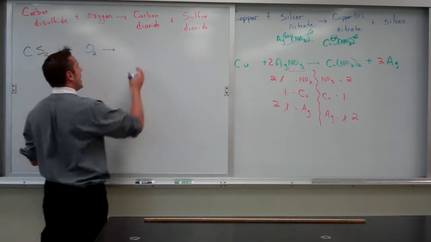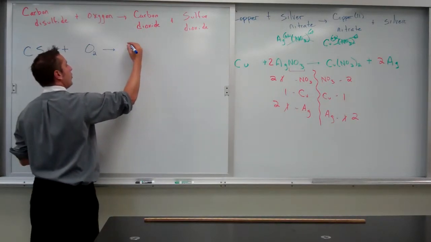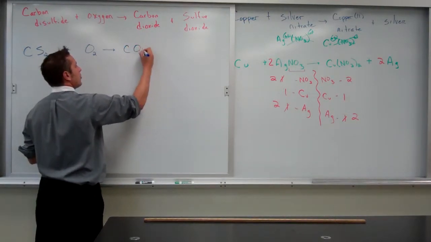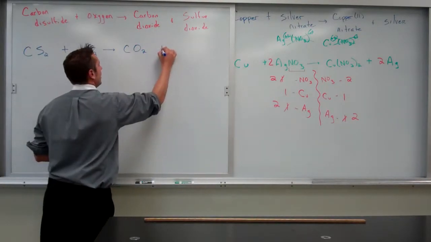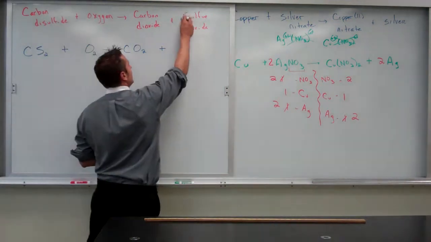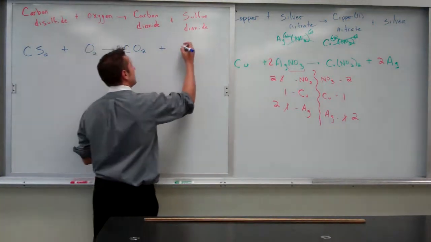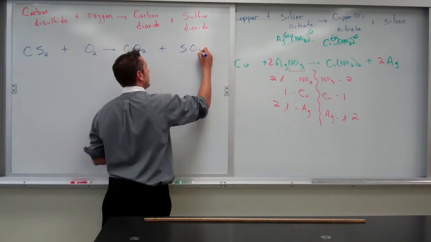Carbon dioxide, compound, 2 words. Prefixes, yes, so we write what we see. Carbon with no prefixes C, dioxide is O2. Similarly, sulfur dioxide, 2 words. So it will be a compound, prefixes, yes. So we write what we see, SO2.